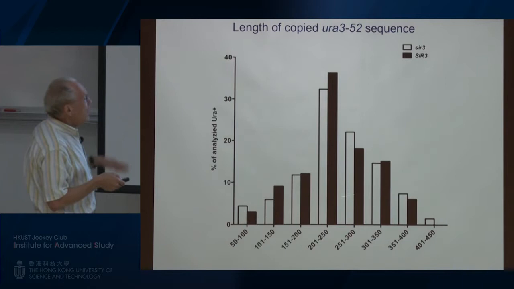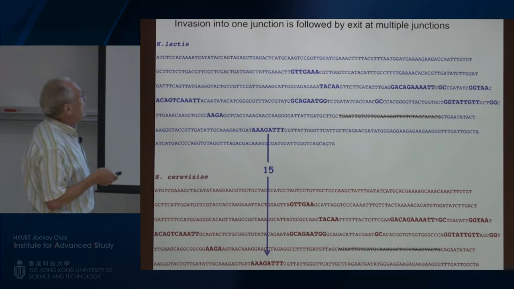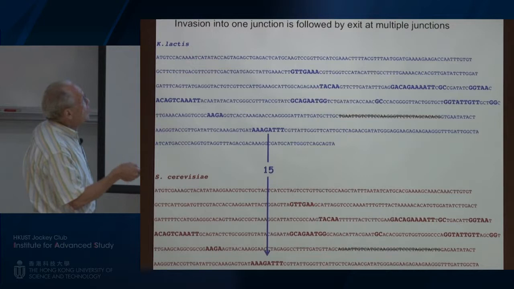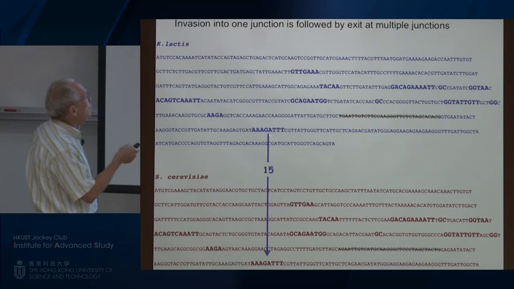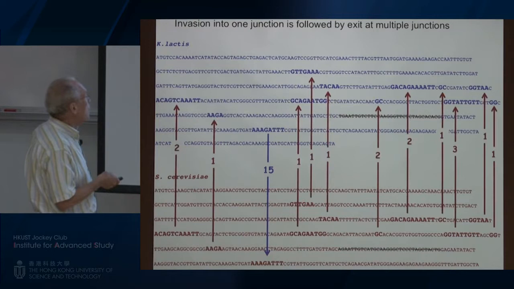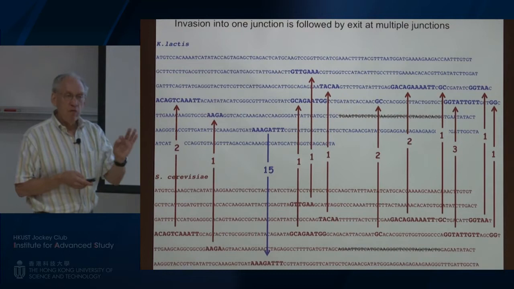We know how much DNA is copied. It's not all the same amount. And it's really fascinating. If you look for one jump, the idea is it has to jump from one side of the deletion to the other side of the deletion. So this is one place where the sequence jumps into the uracil sequence on the other chromosome, and these are all the places it jumps back. And the point is, they're not uniform. There are many places where this event can happen.